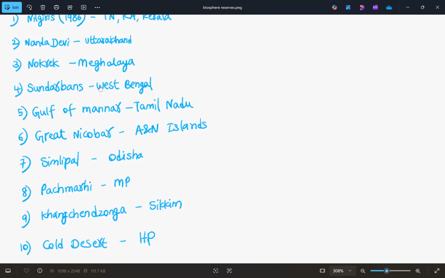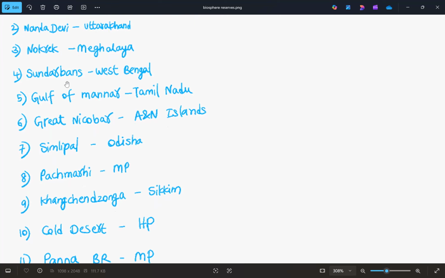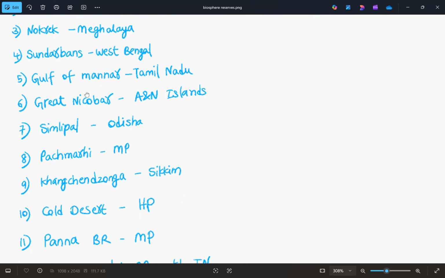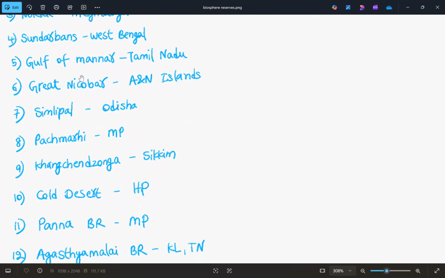And the next biosphere reserve is Sundarbans. Sundarbans is in the state of West Bengal. And till now we have covered 4. And the next one is Gulf of Mannar. Gulf of Mannar is in the state of Tamil Nadu. So Gulf of Mannar Biosphere Reserve is also part of UNESCO's Biosphere Network.